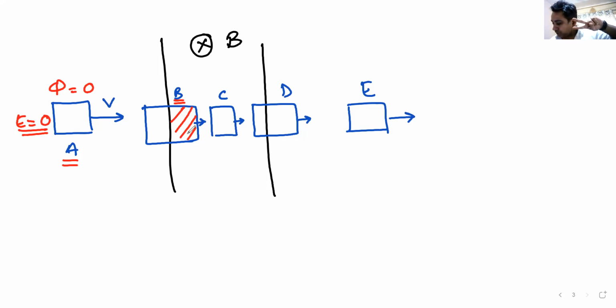Question number 2. Don't jump on to answers. Answers are not important. Questions are important. Question number 1 was, is there a flux linked with the coil? Answer is yes, flux is linked with the coil. Number 2, is the flux changing? Yes, the flux is changing.